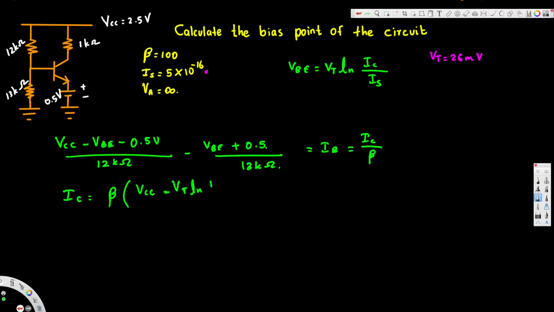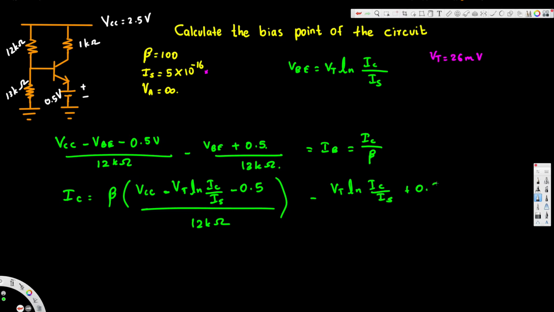Okay, so let's go ahead and put it right here. VT ln of IC over IS minus 0.5 divided by 12k ohm resistor, minus here, instead of VBE, we can put VT ln of IC over IS plus 0.5 divided by the resistance in between, that is 13 kilo ohm, and that's it. And this one also should be multiplied by beta. Okay, now let's go ahead and insert the values for that.